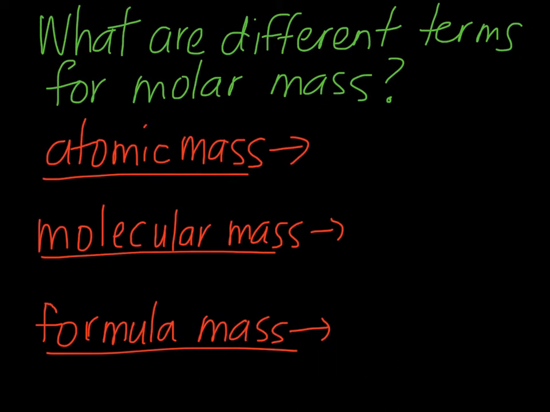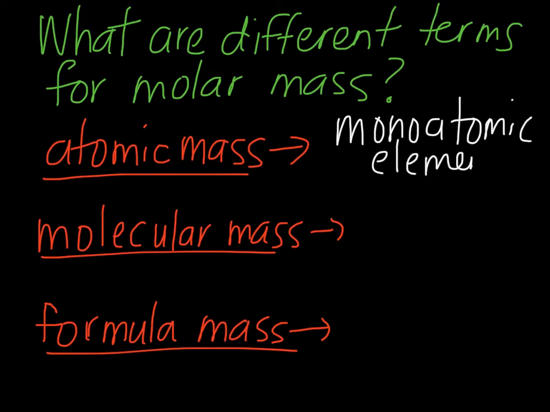The next thing that you need to know about molar mass is that there are actually different terms that mean molar mass. There are 3 different terms that you do need to be familiar with. First one is atomic mass. Atomic mass is something that you are already familiar with. This is the mass of a monoatomic element, aka an element that you find on the periodic table. So if it's a compound that's made of just one type of element, then you just got to look at the molar mass. Molecular mass is for a compound that is a covalent compound.